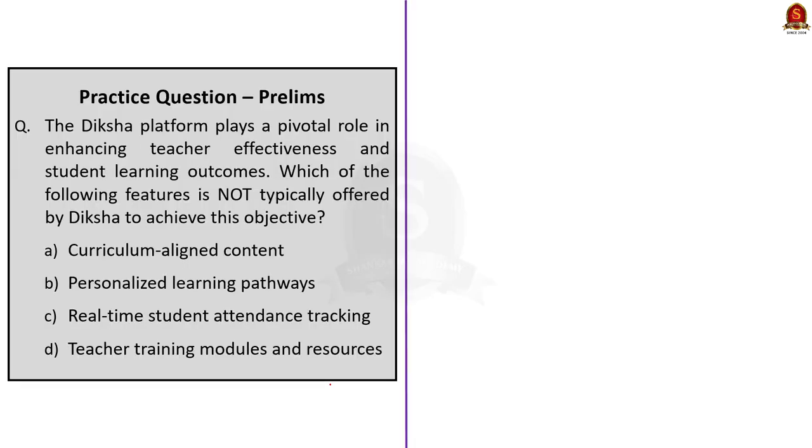Let us take up the first question. This question is based on our Diksha platform discussion. 4 options are given. We have to find which of the following is not offered by the Diksha. Okay. See, the correct answer here is option C, real-time student attendance tracking. This is not a part of the Diksha platform. So, once again, the correct answer here is option C.